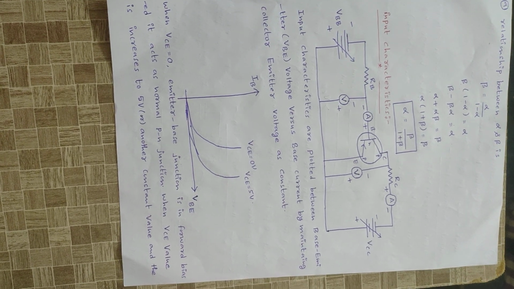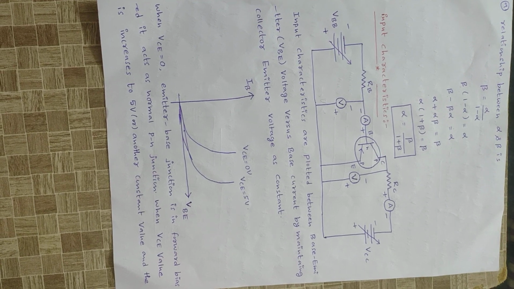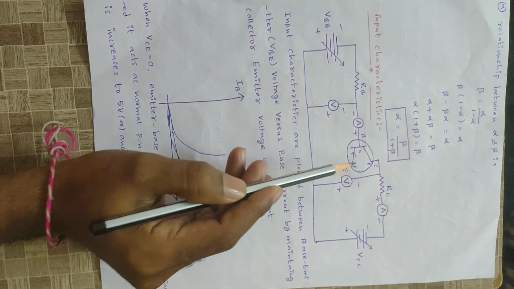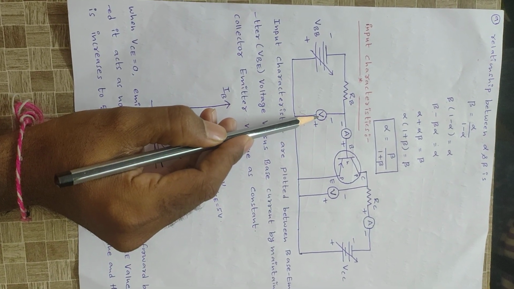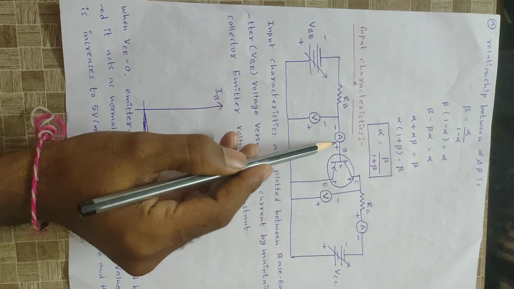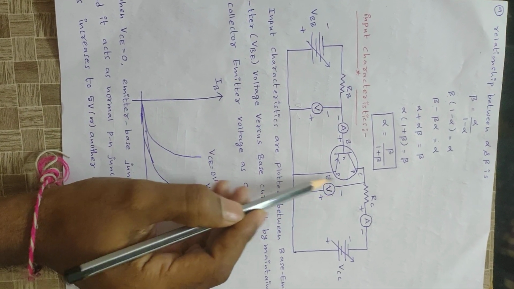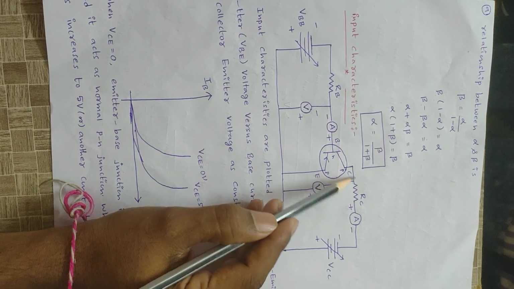Good morning all. Today we will discuss the input and output characteristics of the common emitter configuration. Now see the figure. Here the emitter is common for both input and output, right? This voltmeter reads the base emitter voltage and this ammeter reads the base current. Similarly, this voltmeter reads the collector emitter voltage and this ammeter reads the collector current.